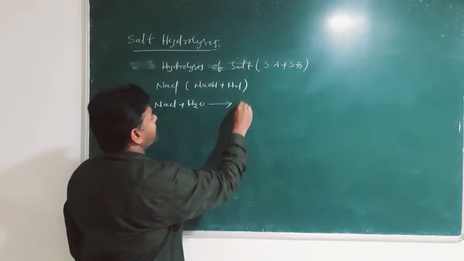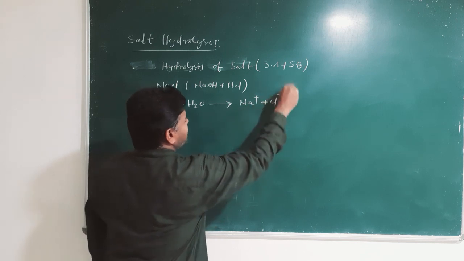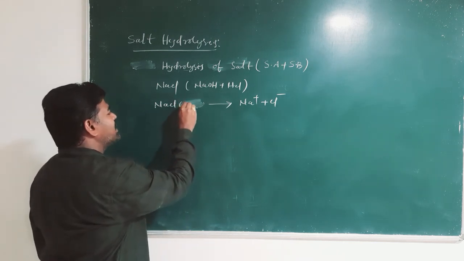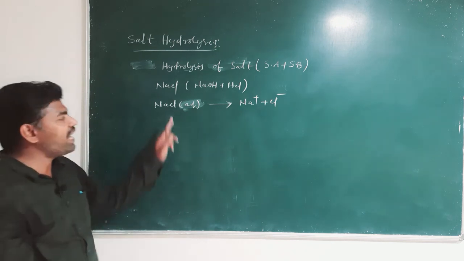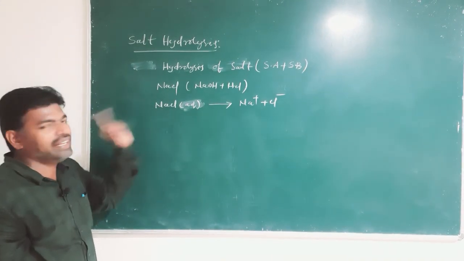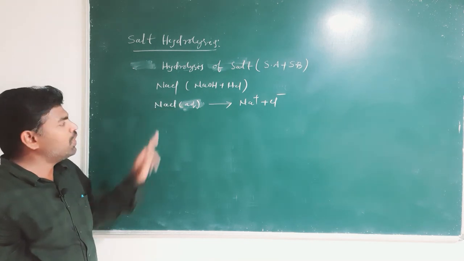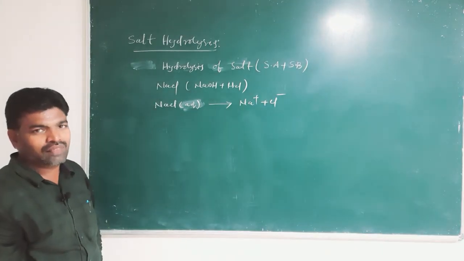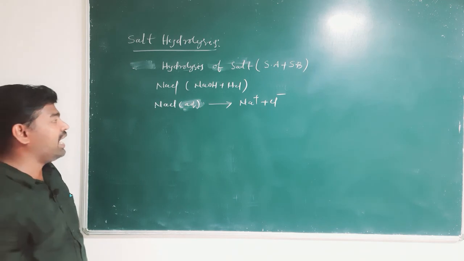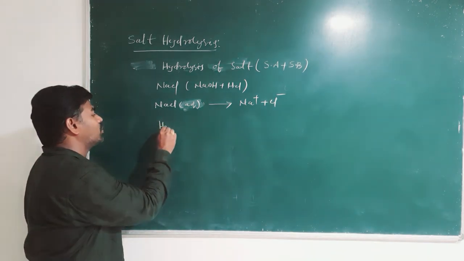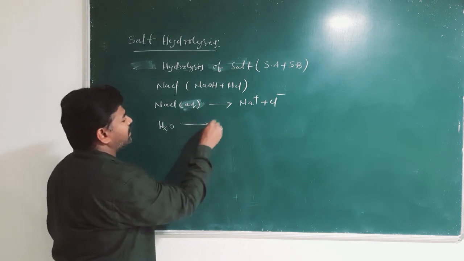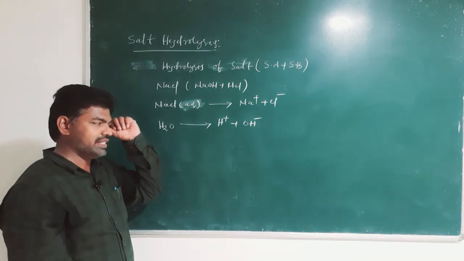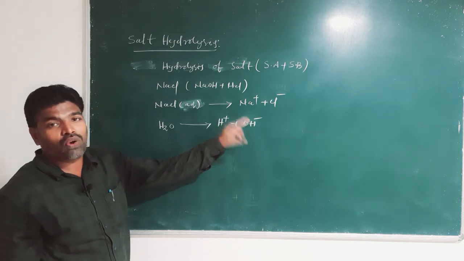So that forms Na plus and Cl minus ions. Ionization takes place. I shall write this as NaCl aqueous, because we are adding water to this salt. Upon its ionization it forms Na plus ions and Cl minus ions, and in this aqueous solution water is also there. Water ionizes as H plus ions and OH minus ions.